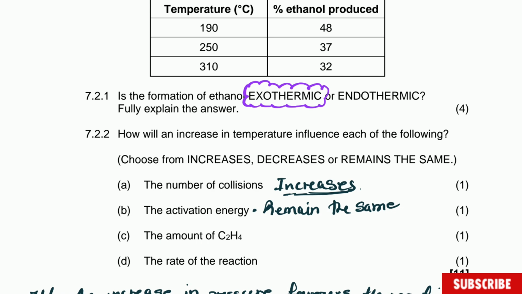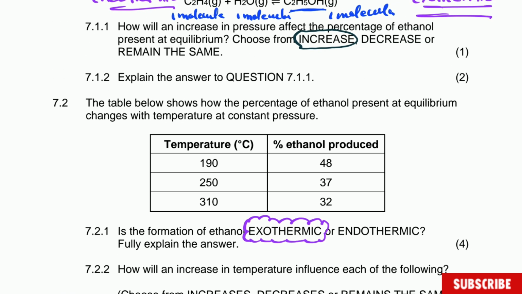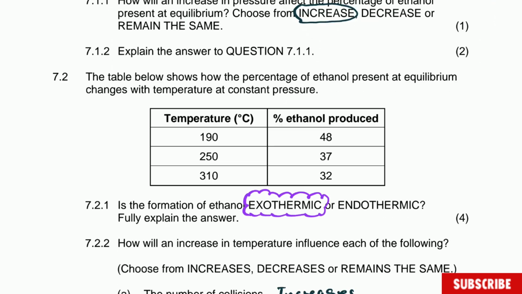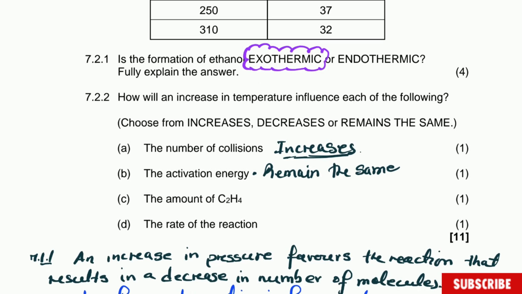The amount of C2H4, if we go to the reaction, you can see there it is one of the reactants, which is on the reverse reaction side. So if you increase the temperature, it will also increase. And the rate of the reaction, both reactions in actual fact, increase because you increase the temperature. So this one increases.